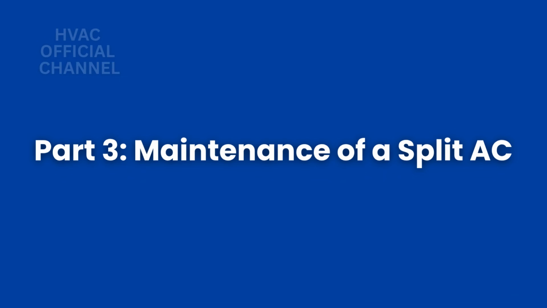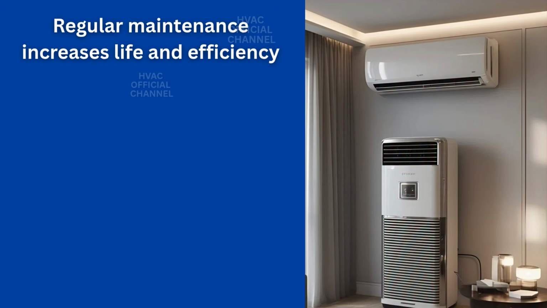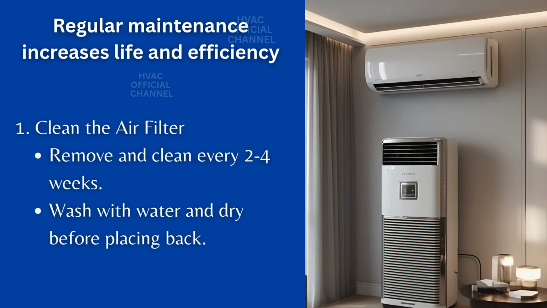Part 3. Maintenance of a split AC. Regular maintenance increases life and efficiency. 1. Clean the air filter. Remove and clean every 2 to 4 weeks. Wash with water and dry before placing back.